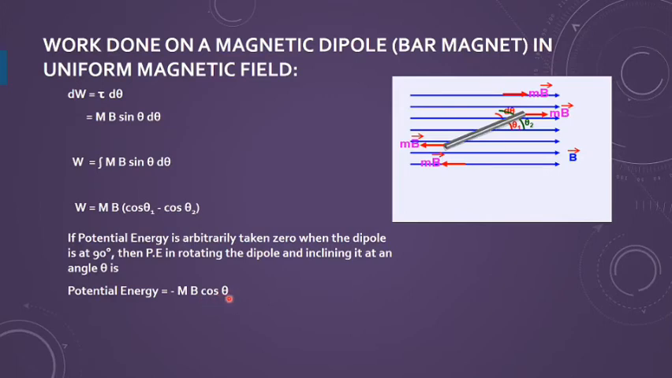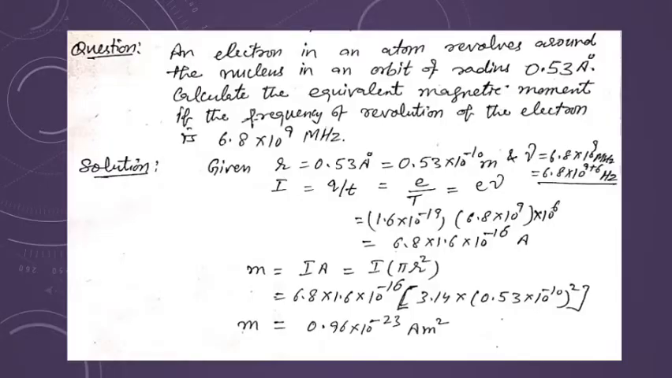You can take the different values of theta, 0, 90, 180, and you can find at what position it will be in stable equilibrium, at what position it will be in unstable equilibrium. Cos 90 will be 0, so potential energy will be 0. For theta equal to 0, it will be equal to minus mB, the negative minimum potential energy for stable equilibrium. So all those concepts you should keep in your mind, because you can use them in numericals.